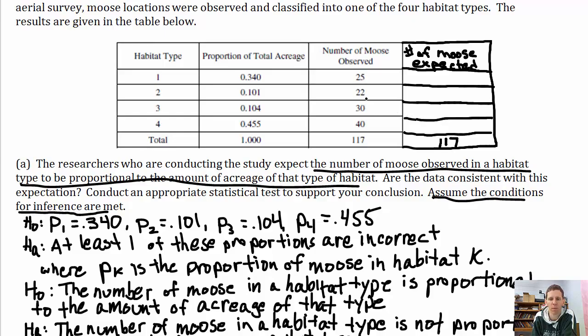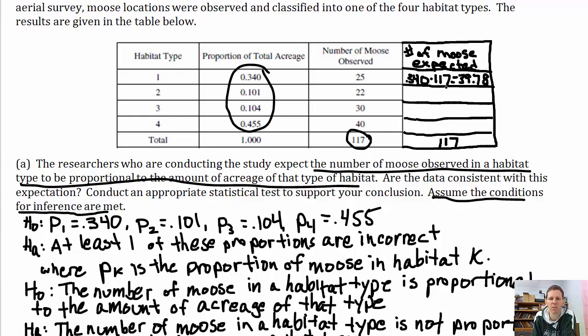So what we're going to do is take these proportions that are listed in this column, and we're going to multiply them times this total, which is at the bottom of this column, and these products we're going to write inside here. For example, for this first item, we're going to take 0.340, and we're going to multiply it times 117. This gives you 39.78 when you calculate it on your calculator.